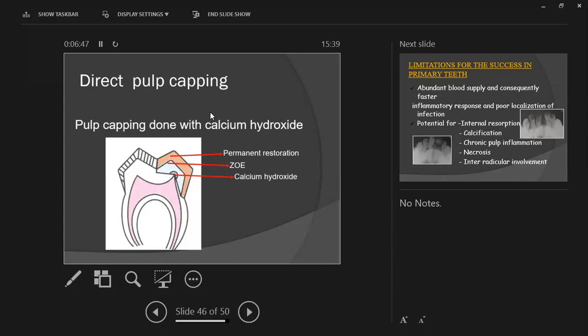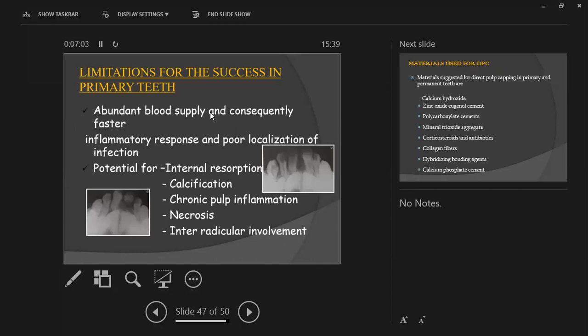So the pulpal exposure is there. You have placed the calcium hydroxide, on top of that zinc oxide eugenol, which is nothing but a sub base, or zinc phosphate, whatever it is, and then given a restoration. Now coming to the limitations for success in primary tooth, which I have already discussed: abundant supply of blood and consequently faster inflammatory response and poor localization of the infection. Because of the high vascularity, the moment you try to localize the infection, you can't localize it. It keeps circulating in the pulpal stream. Then potential for internal resorption, calcification, chronic pulpal inflammation, necrosis, and interradicular involvement.